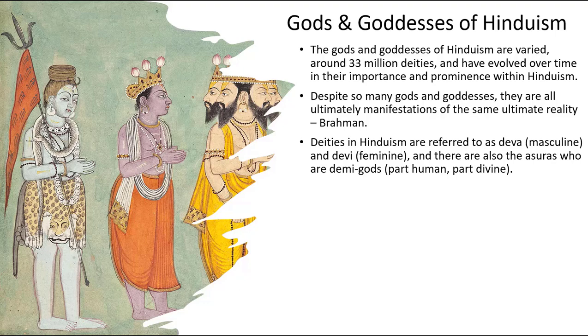However, in the post-Vedic periods, the Devas became representations of the good gods and of light, while the Asuras became bad gods or anti-gods or demons as well. So this is where you get some of the demon language from.